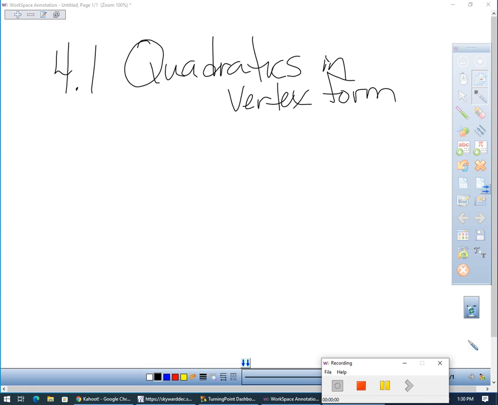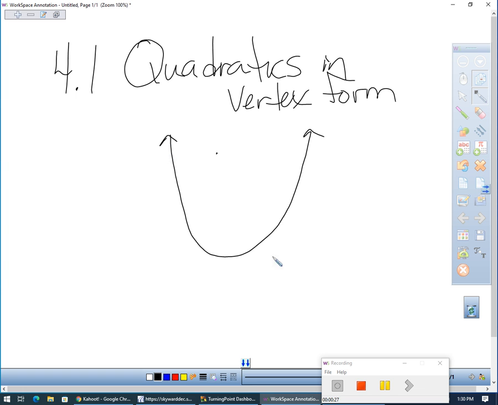Vertex form? When we talk about a quadratic, that makes what shape? No. A quadratic makes a U. It's a parabola. Right? Okay. So let's actually start it this way. There's a couple of things. When we have a quadratic, it makes a parabola.